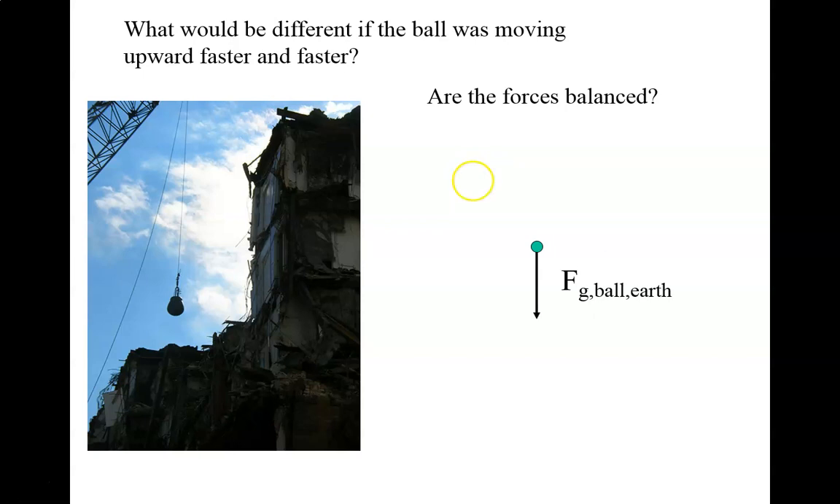Now, what if the ball was moving upwards and was traveling faster and faster? So if it was moving upwards and accelerating upwards, what do I know? The forces are balanced now? No, the forces are not balanced. What's the direction of the net force if it's moving upwards and going faster and faster? Well, if it's getting faster, that means that the acceleration is in the direction of its motion, which is up, which means I need to have a net force up.